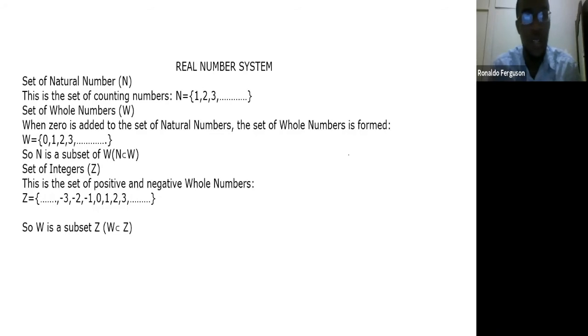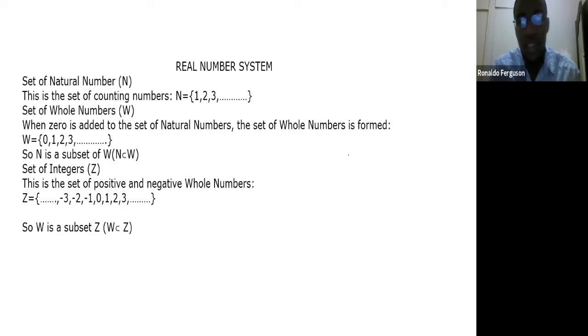Alright, welcome. Today we're looking at the real number system. And to be specific, we're going to be looking at binary operations. Before we can look at binary operations, I'm just going to show you the CAPE syllabus. So the CAPE syllabus, we're required to know about the real number system, and we are required to know about binary operation.